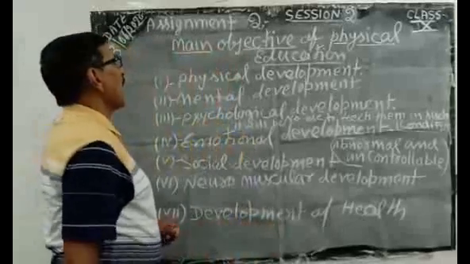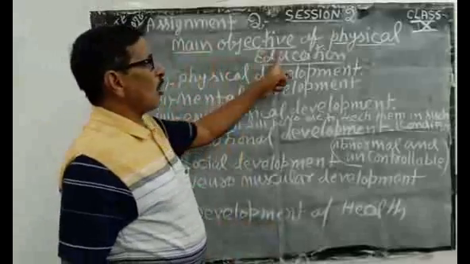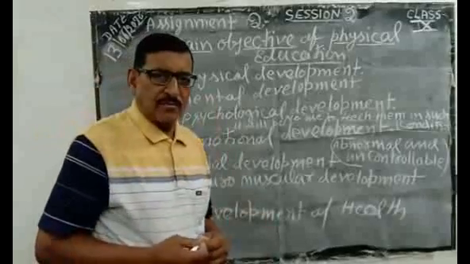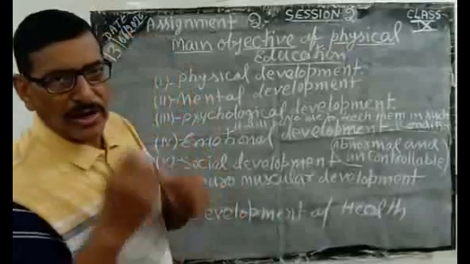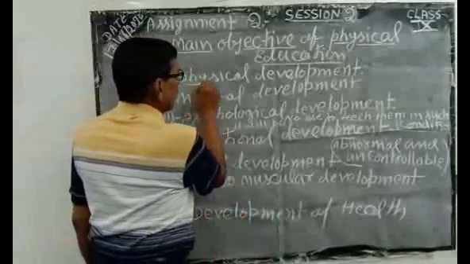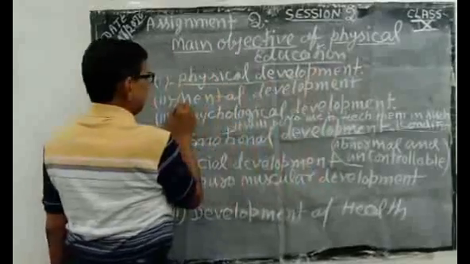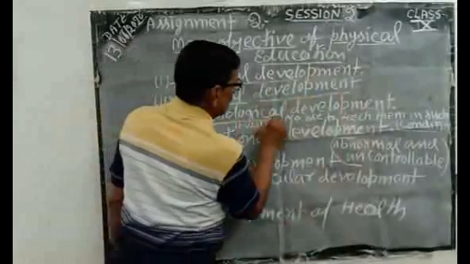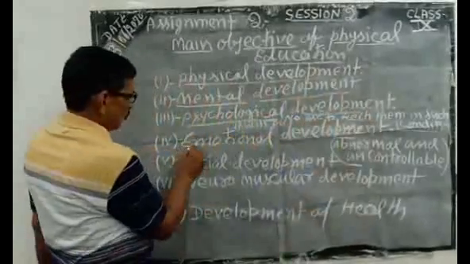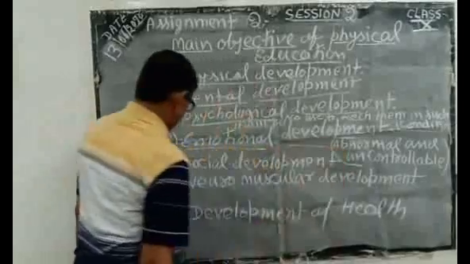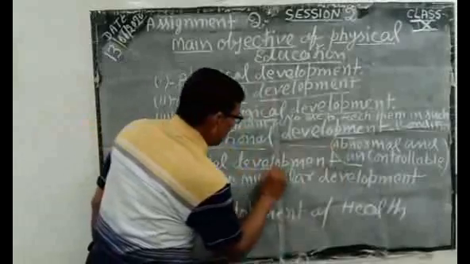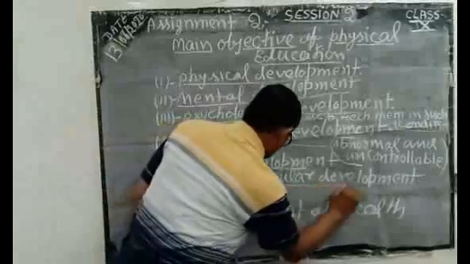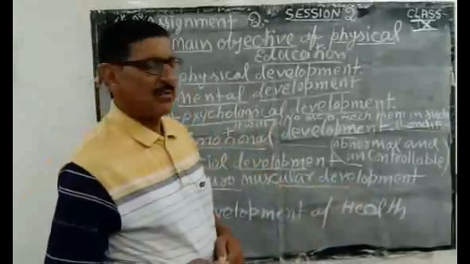Now, children, I am going to explain the main objectives of physical education. For better understanding, we divide it in following steps. First, physical development. Second, mental development. Third, psychological development. Fourth, emotional development. Fifth, social development. Sixth, neuromuscular development. And last, development of health.